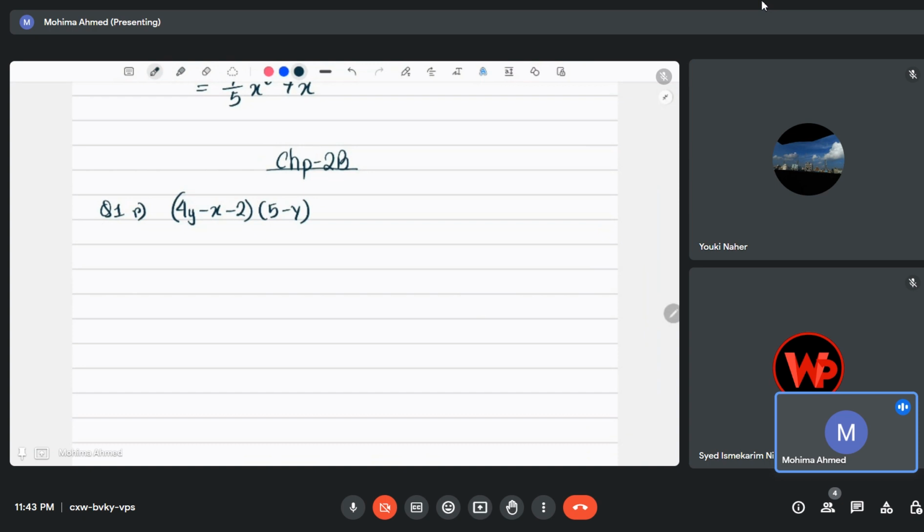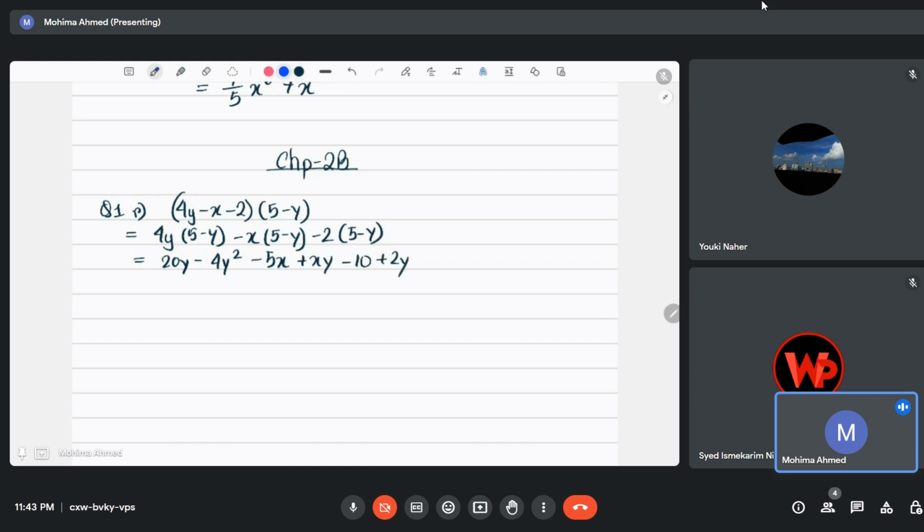In this situation, we're supposed to multiply 4y with the entire 5 minus y, and again do the same for minus x and minus 2. So just write this down separately: 4y(5 minus y), minus x(5 minus y), minus 2(5 minus y). So you get 5 into 4, 20y minus 4y square minus 5x plus xy minus 10 plus 2y.